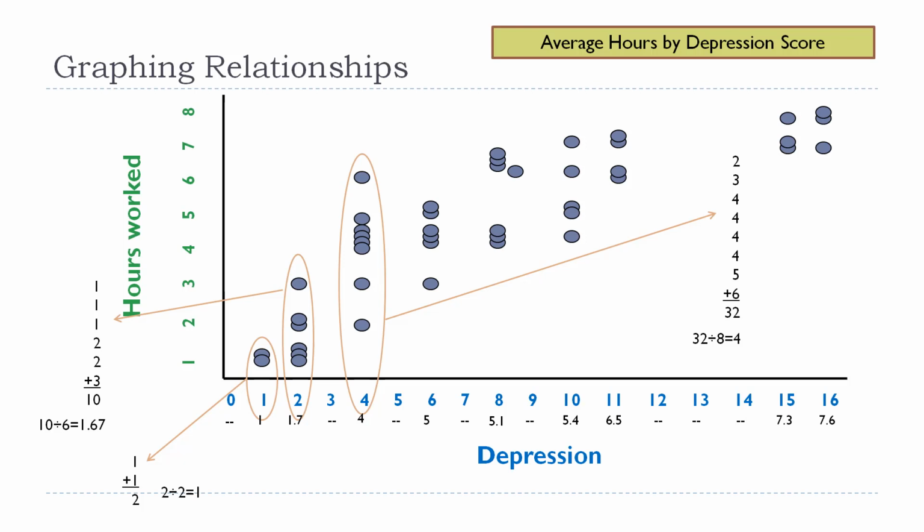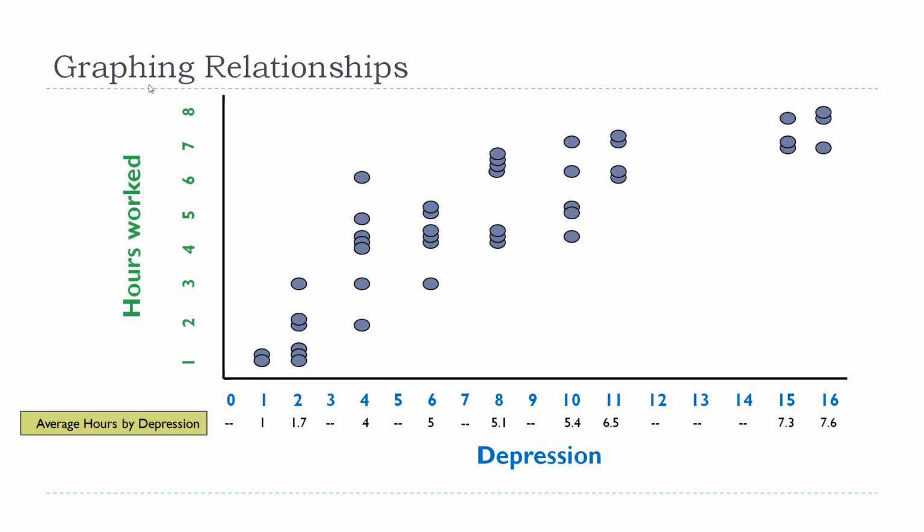Now, how does this help me look to see what the relationship is between these two variables? Well, let's start with just sort of a cleaner version of what I just showed you. So here we have the average hours worked per day by depression. And what I'm going to do now is plot those averages onto the graph.